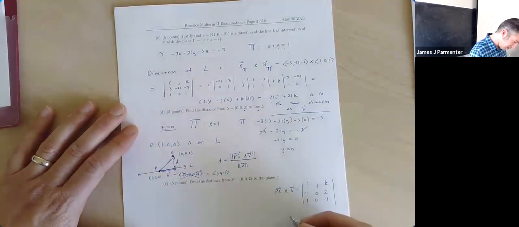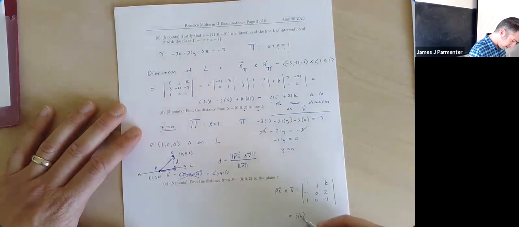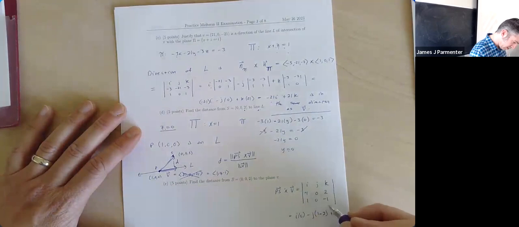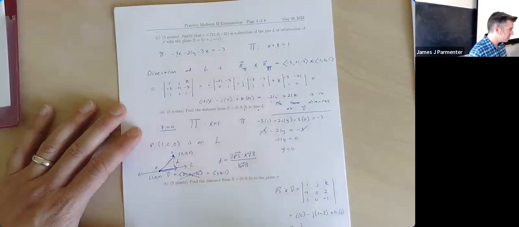So then if we do this, we are going to get i times 0 minus 0, minus j times negative 1 times negative 1 minus 2 times 1, plus k times 0 minus 0. So you end up just getting negative j times negative 1, so you just get the vector j. Interesting.